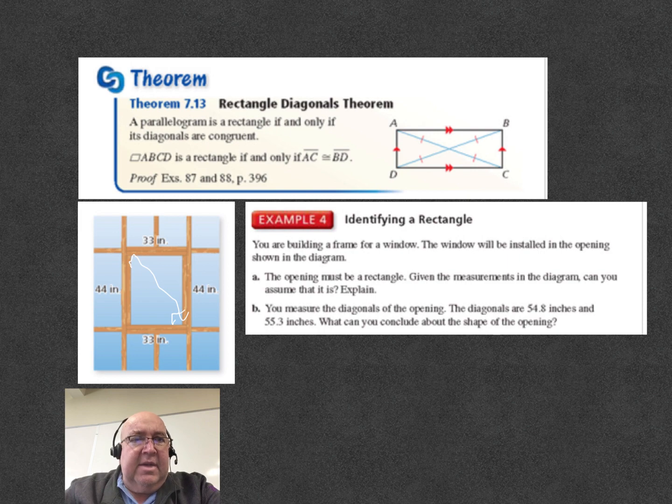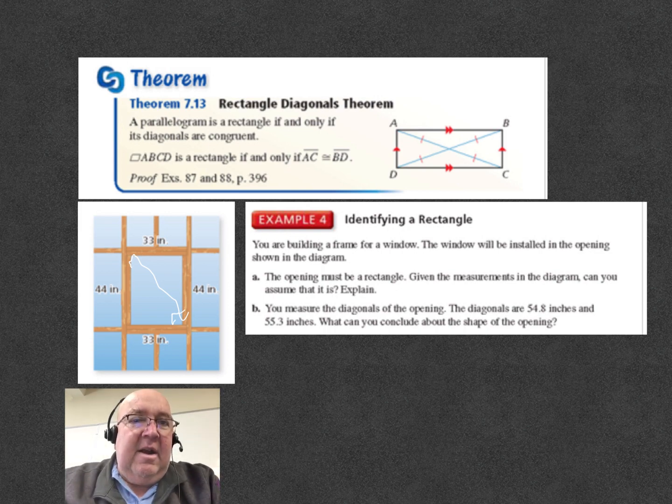So you measure the diagonals of the opening. The diagonals are 54.8 inches and 55.3. What can you conclude about the opening? That it's not a rectangle, and it's some sort of other parallelogram because the side measures are the same. Actually, you don't know that it's parallel either, so it's just that.